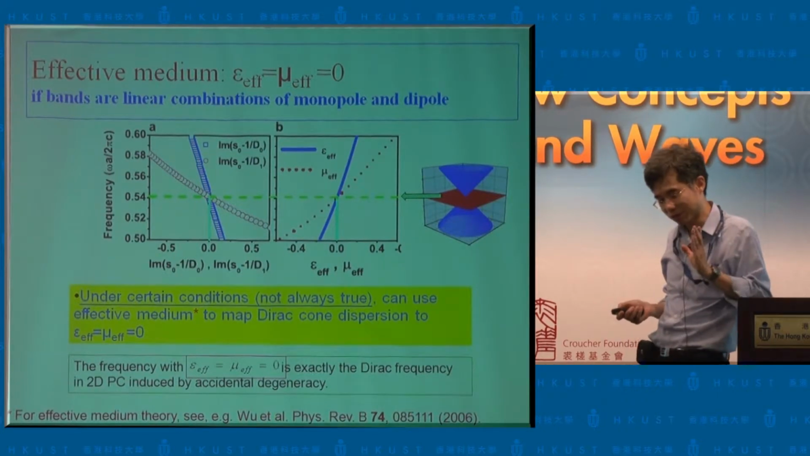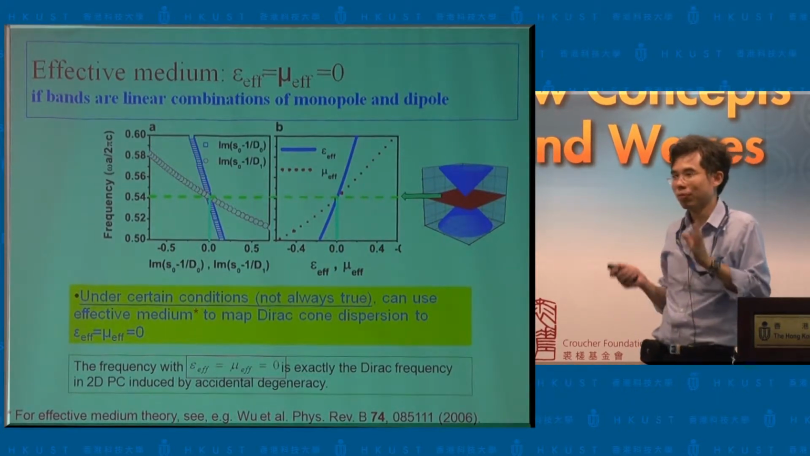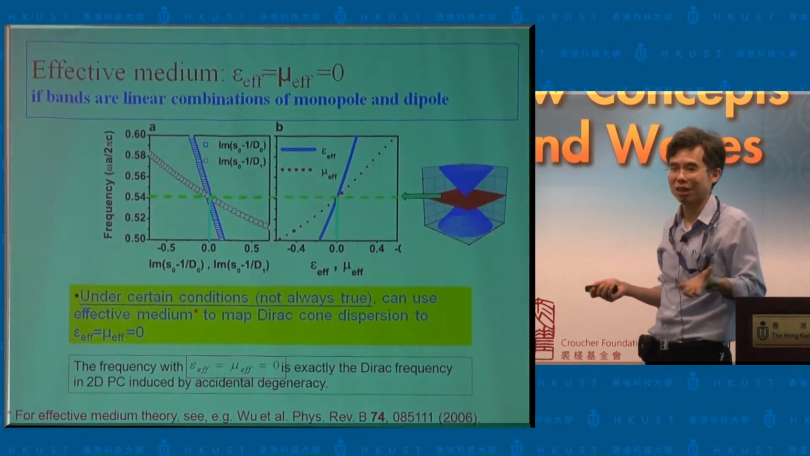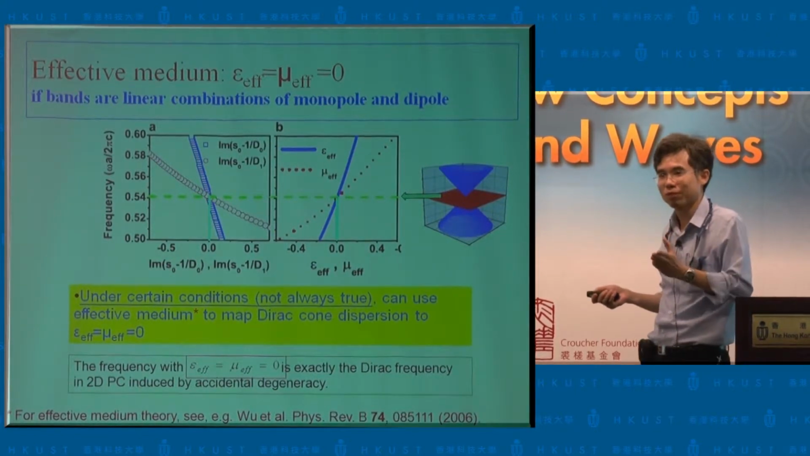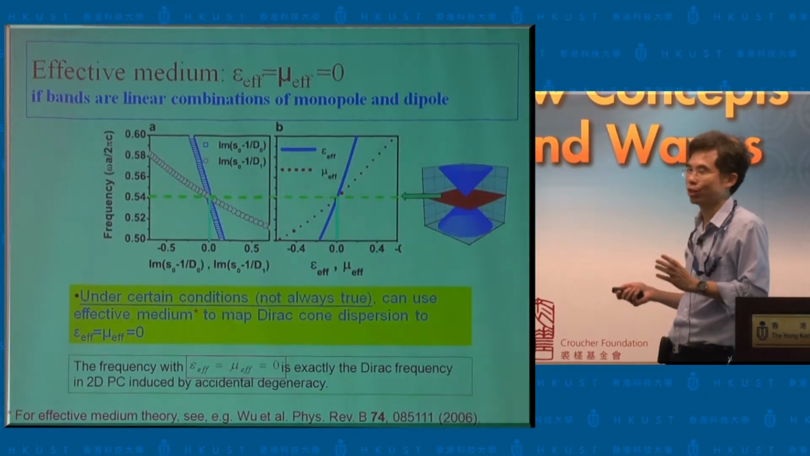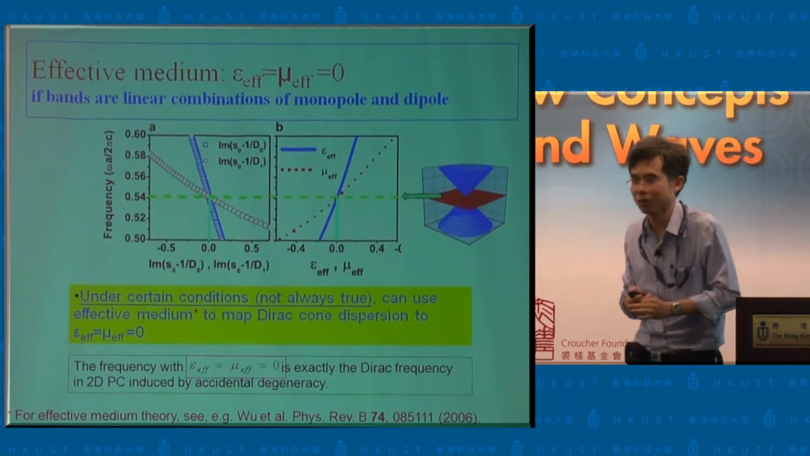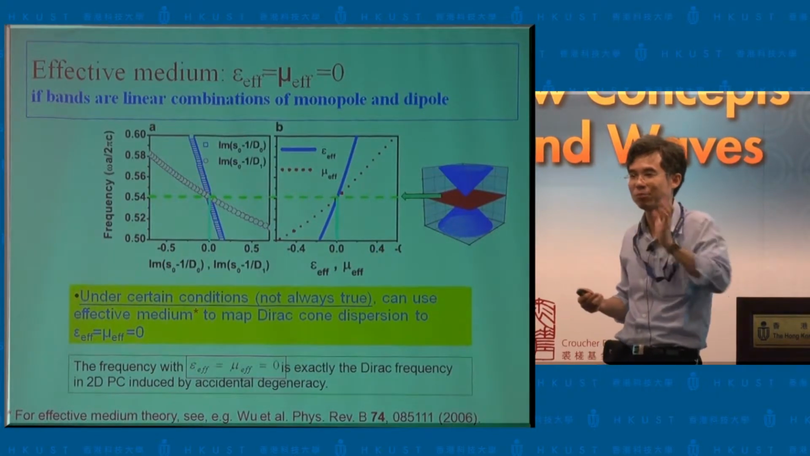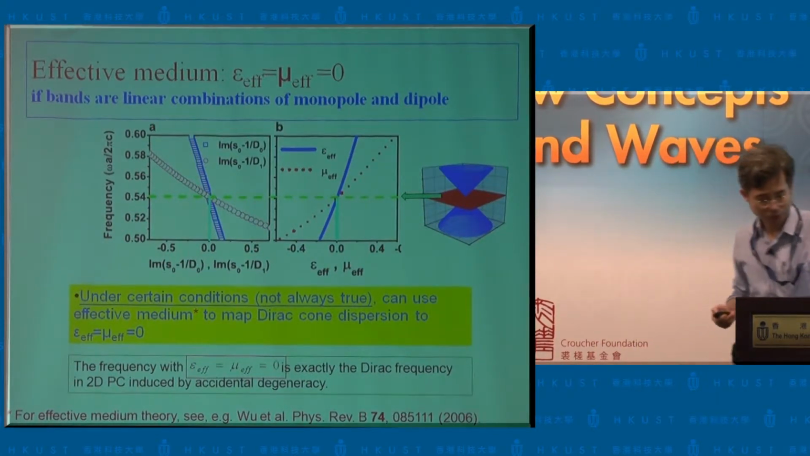But I want to say something: if I get such a dispersion, it may or may not imply that I have a 0 index. That works only if the dispersion comes from monopole and dipole, okay? And it can be proved that is the case. If you have quadrupoles, for example, then the mapping doesn't work anymore, okay?